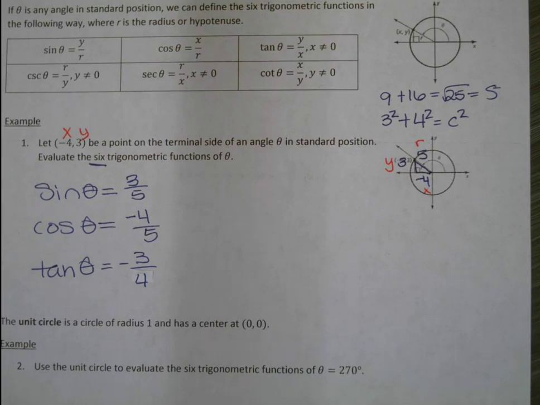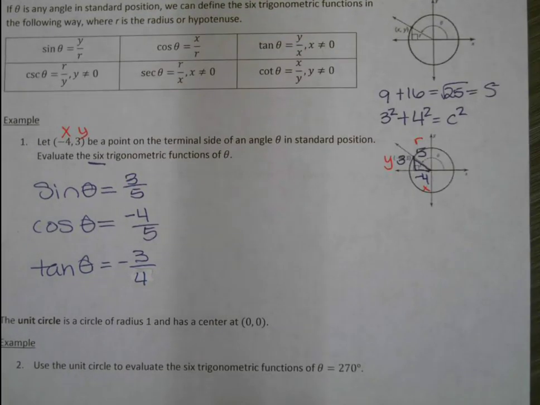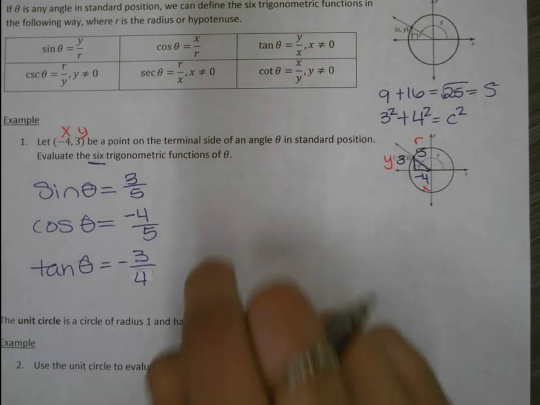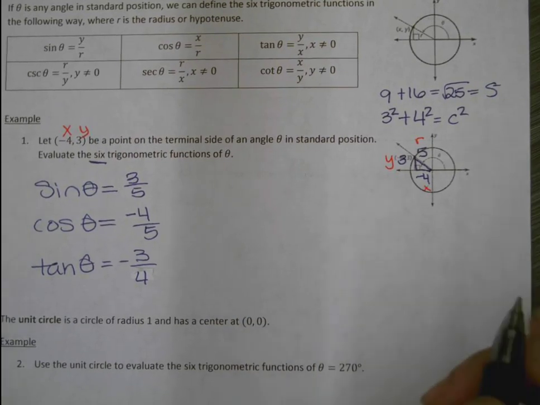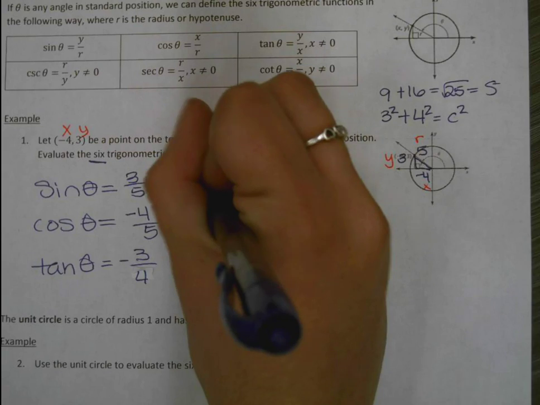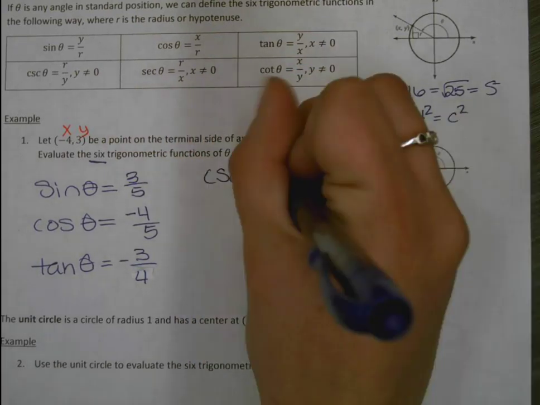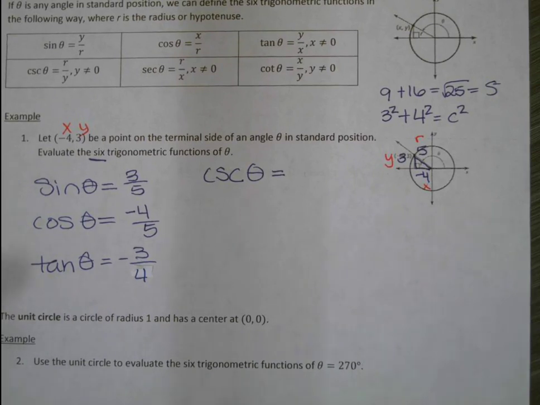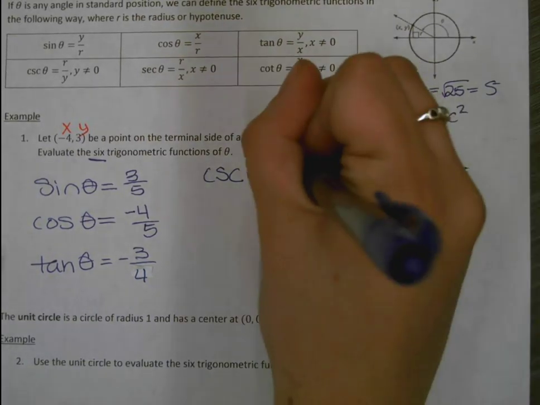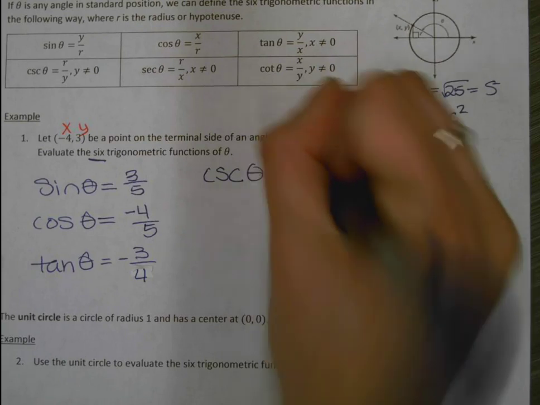I haven't finished number 1 though. What am I missing? I'm missing the reciprocal trig functions. These ones are where I take the fractions and I flip them. So if I flip 3 over 5, it turns into 5 over 3.